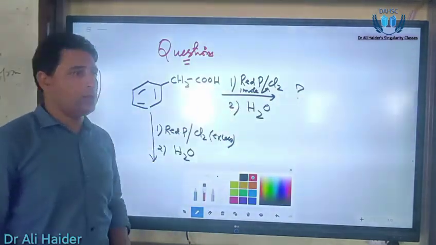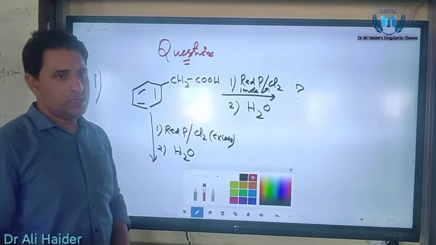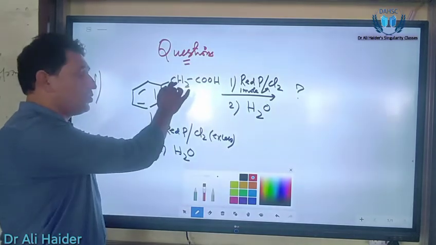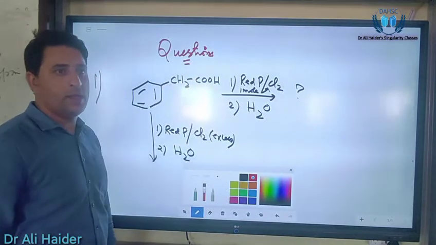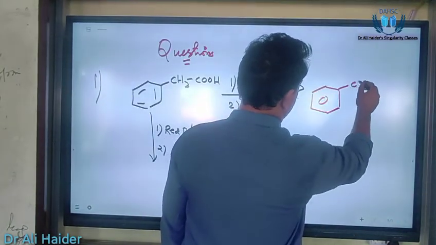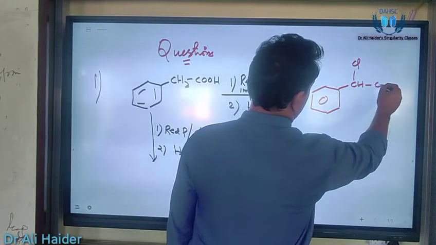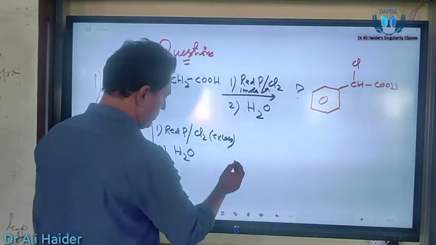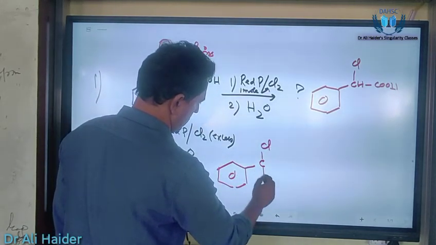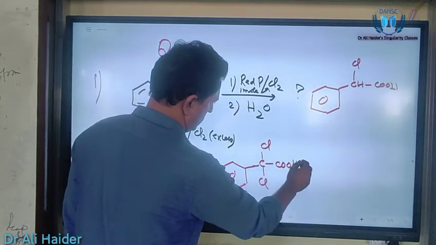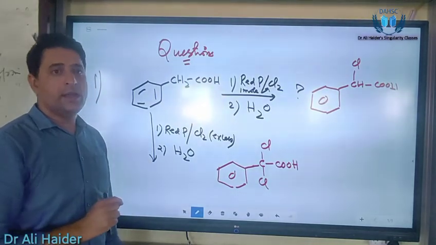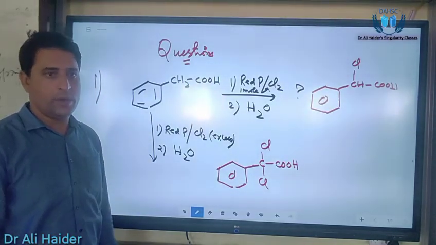Here, in this one, what will be formed first? When you are taking 1 mole of Cl2, just one H will be replaced by Cl. If you are taking excess, then there are 2 alpha hydrogens here, both will be replaced by chlorine, right? So in this case, your product will be CHCl COOH. In this case, the product will be CCl COOH. So you have to remember very cautiously whether 1 mole or excess is given. So likewise you will get the product, right?